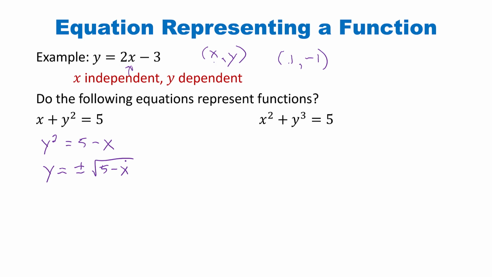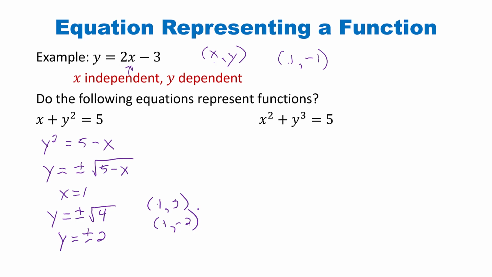Okay, so this isn't looking good as far as being a function, but let's try a particular value. Let's say I let x be equal to 1. Then y would be equal to plus or minus the square root of 5 minus 1, or the square root of 4, or y would be equal to plus or minus 2. That means we have the two ordered pairs, (1, 2) and (1, negative 2). And that tells me this is not a function because I have the same element in the domain that is related to two different elements in the range.